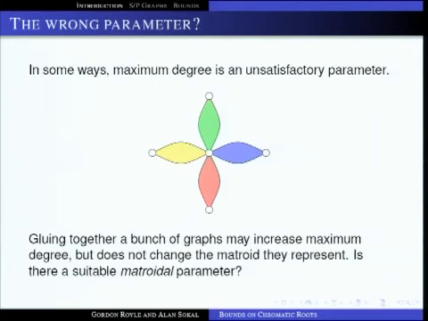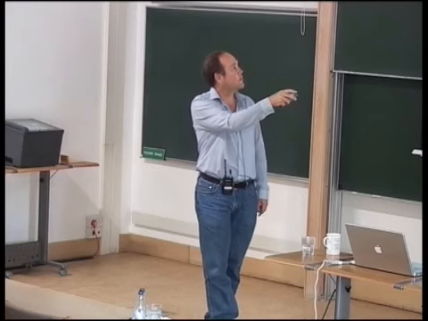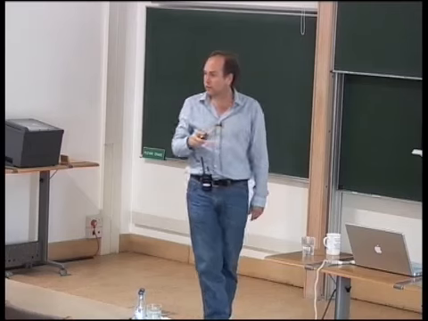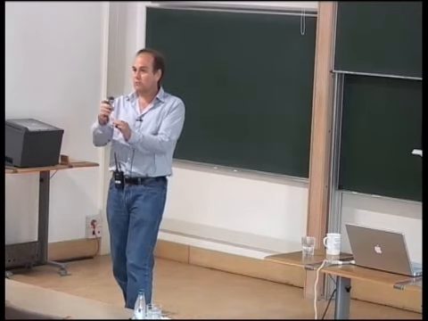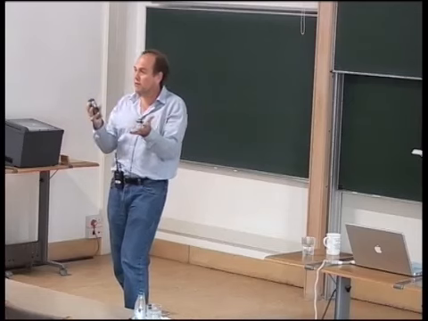Well, maximum degree is not a very good parameter, perhaps, because you can change the maximum degree of a graph arbitrarily by gluing lots of them together at a vertex, and obviously the chromatic roots don't change from these. I've glued 4 graphs together at a central vertex. I've increased the maximum degree. The bound is getting worse and worse. The chromatic roots aren't moving.